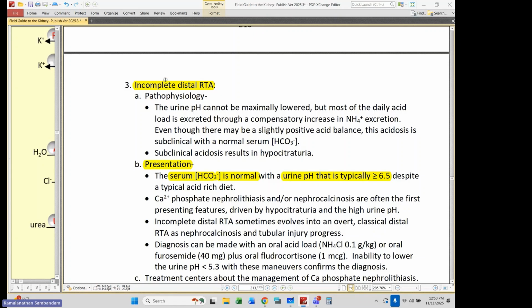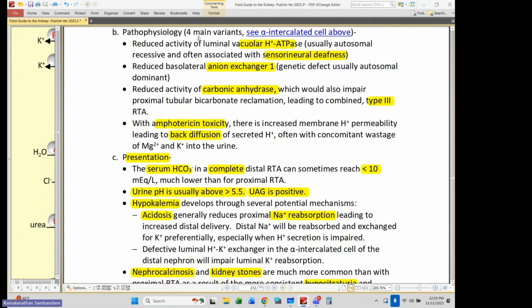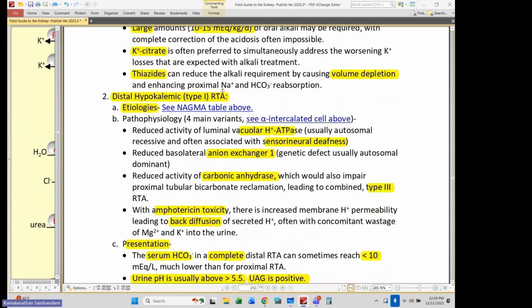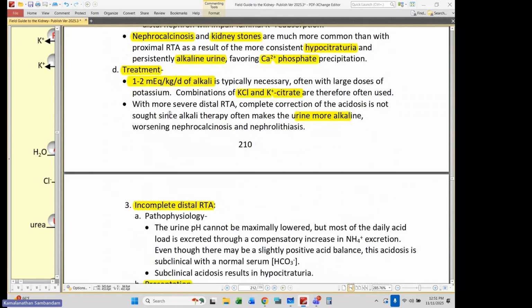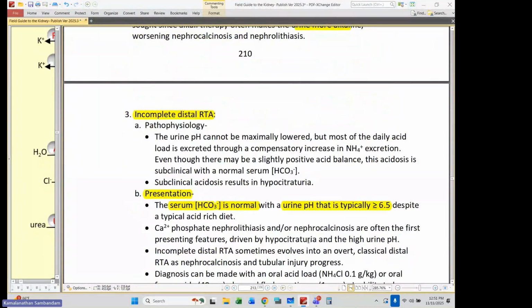So again, you can say, is this really a thing, or is this just a distal RTA with a modest acid load? But as soon as you get a more significant acid load, you eat more animal protein, you present with all the features that we would call a distal RTA, right? A bicarb that's low, a urine pH that's high, hypocitraturia, kidney stones. It looks very similar, right?